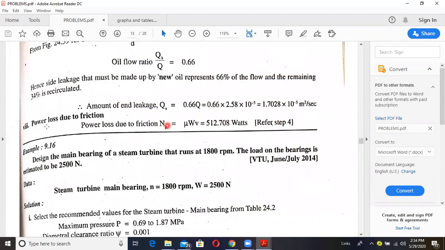And last step, power loss due to friction. The formula to calculate power loss is mu W V. Substitute mu, substitute W, substitute V, and we will get the power loss.